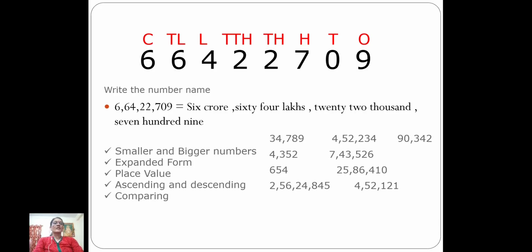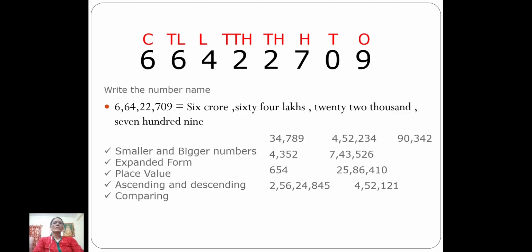So now we have studied today the big numbers. We started from lakh, then 10 lakh, and then crore. Lakh has how many zeros? 5, right? And then 10 lakh has 6 zeros, and crores has 7 zeros.